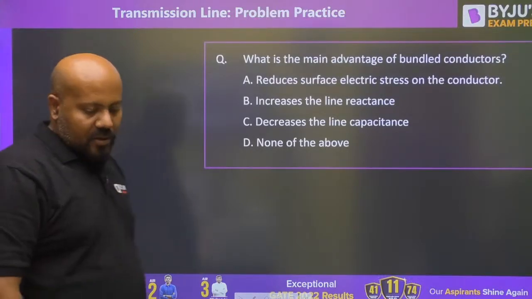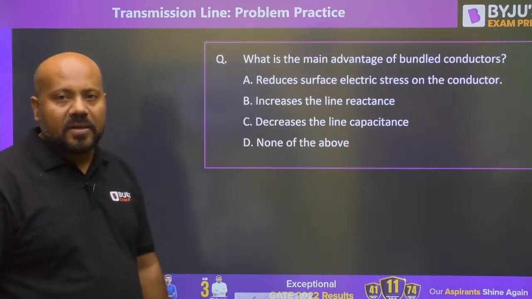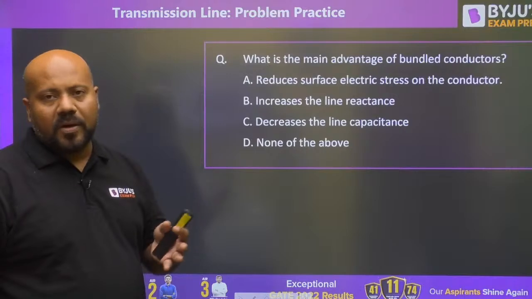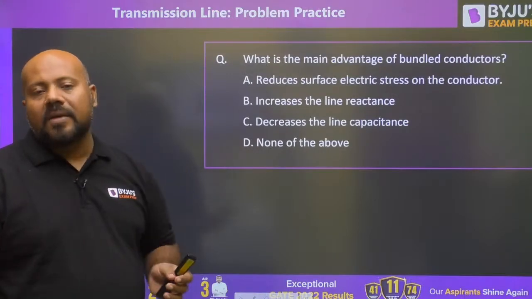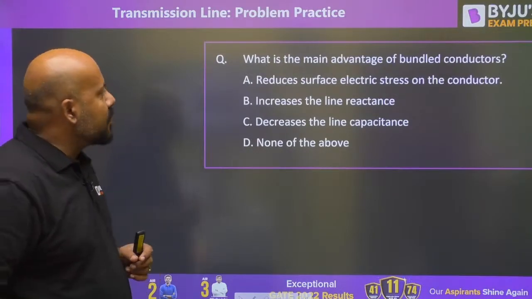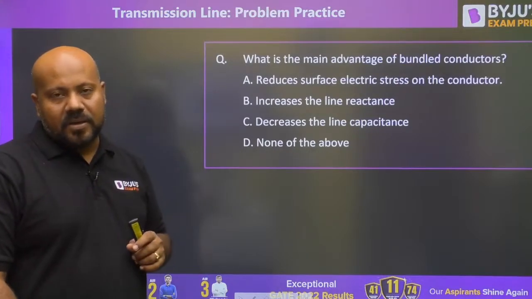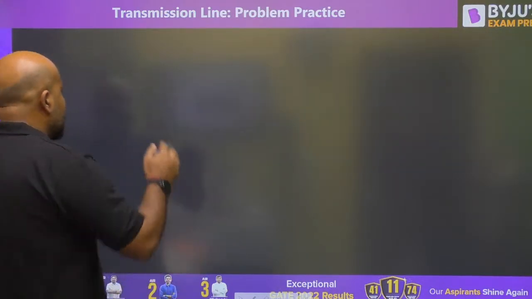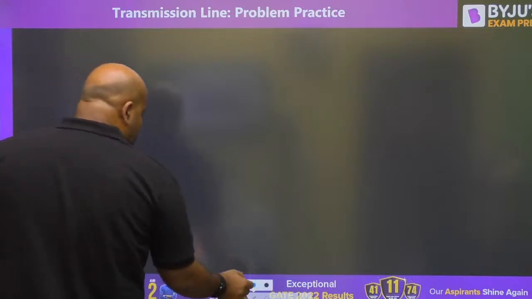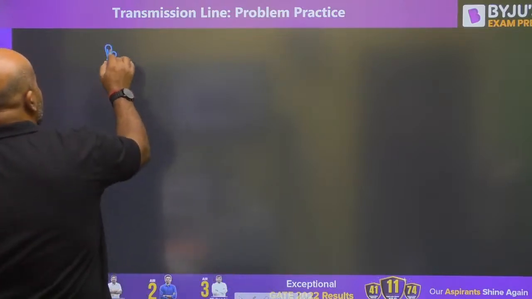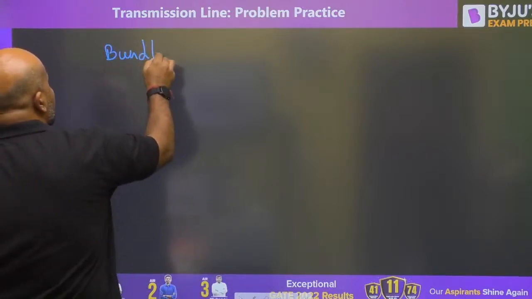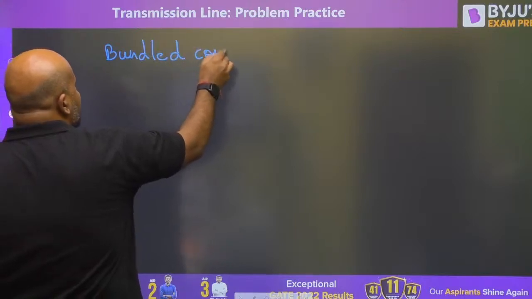What is the second question? Now the second question I think everybody can answer. Very easy, direct theoretical question, but it is important, and it is about the understanding we have developed in the previous class. He is saying, what is the main advantage of using bundled conductors? In the previous class, I told you that when we talk about the bundled conductors, what is the first thing which should come to your mind?